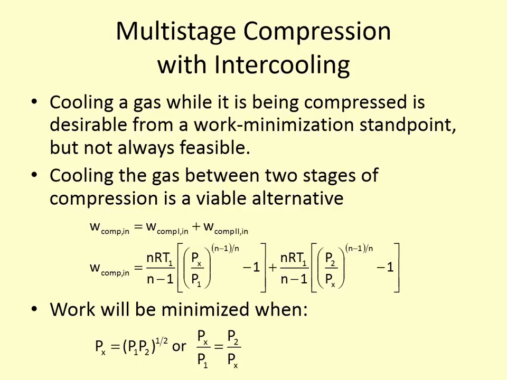So in these two processes, the work will be minimized best or most effectively if this Px, or this intermediate pressure to which we are compressing, is equal to the square root of P1 times P2. Or in other words, if that ratio Px over P1 equals P2 over Px holds true. If we want to minimize the work, that's the intermediate pressure which we should shoot for, and that's what minimizes these equations if we were to solve for that.